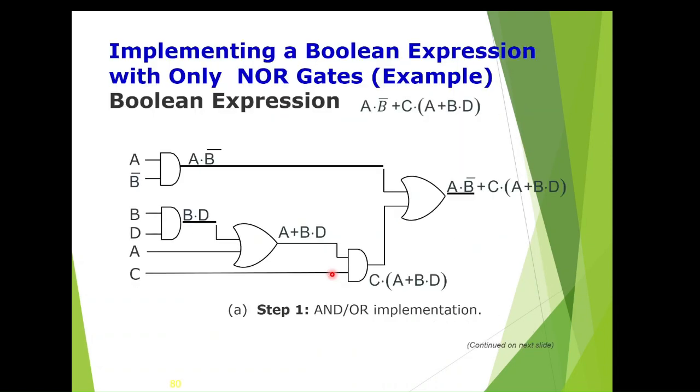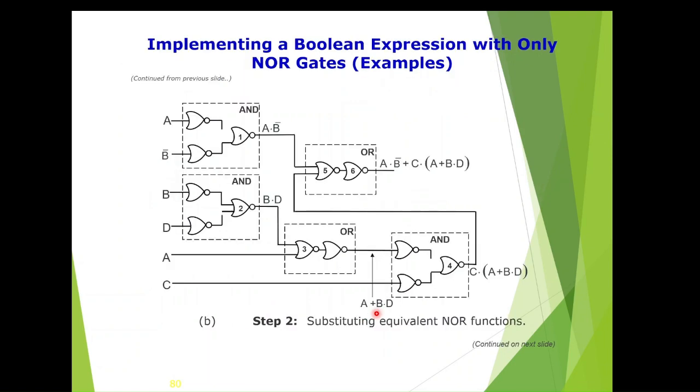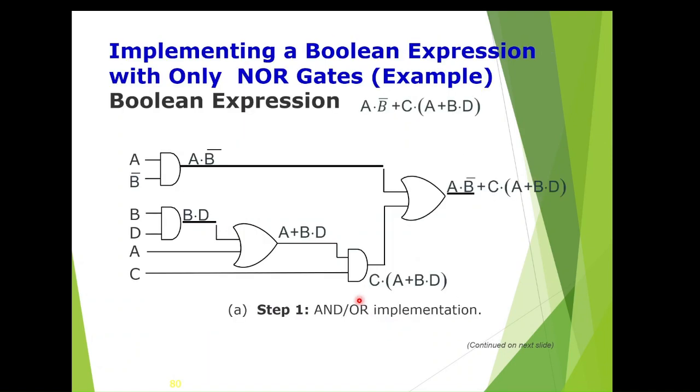And next is how to implement a boolean expression using NOR gate. Let us take that same expression, A dot B bar plus C into A plus B dot D. The first step is AND OR implementation, which we already discussed. Next step is we have to convert into NOR.